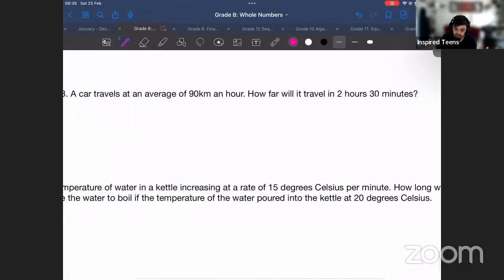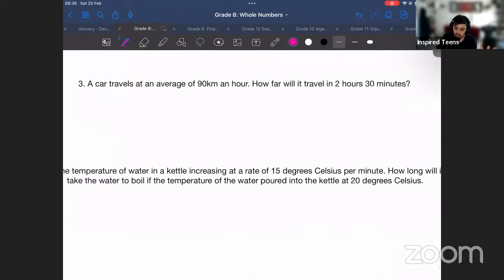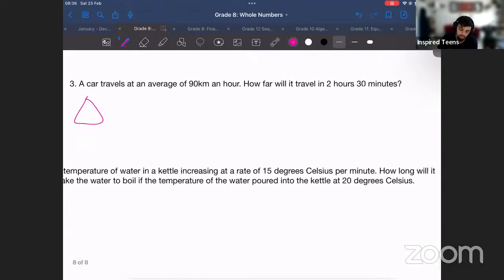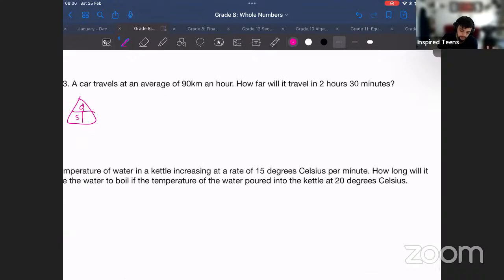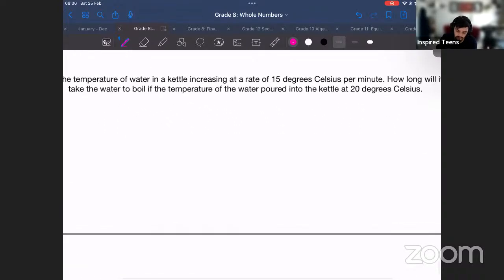A car travels an average of 90 kilometers per hour. How far will it travel in 2.5 hours? This would be distance, speed, time. I'm not sure if we've done those formulas, but this is more of a logical approach, and you can attempt that. Let's look at this last one.